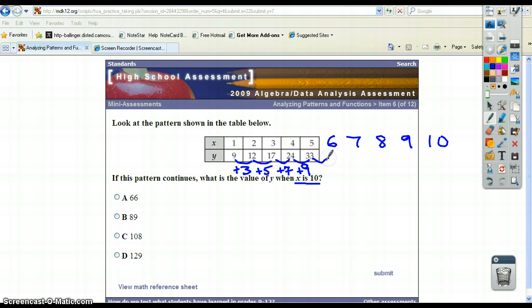So here we're going to add 11. So that's going to make 44. Here we're going to add 13. So that's going to make 57. Here we're going to add 15. That's going to make 72. Add 17, 89. And add 19, 108. And so we look at our choices and make sure that that's actually fitting in there and I didn't make any errors adding. And we find that C is 108.